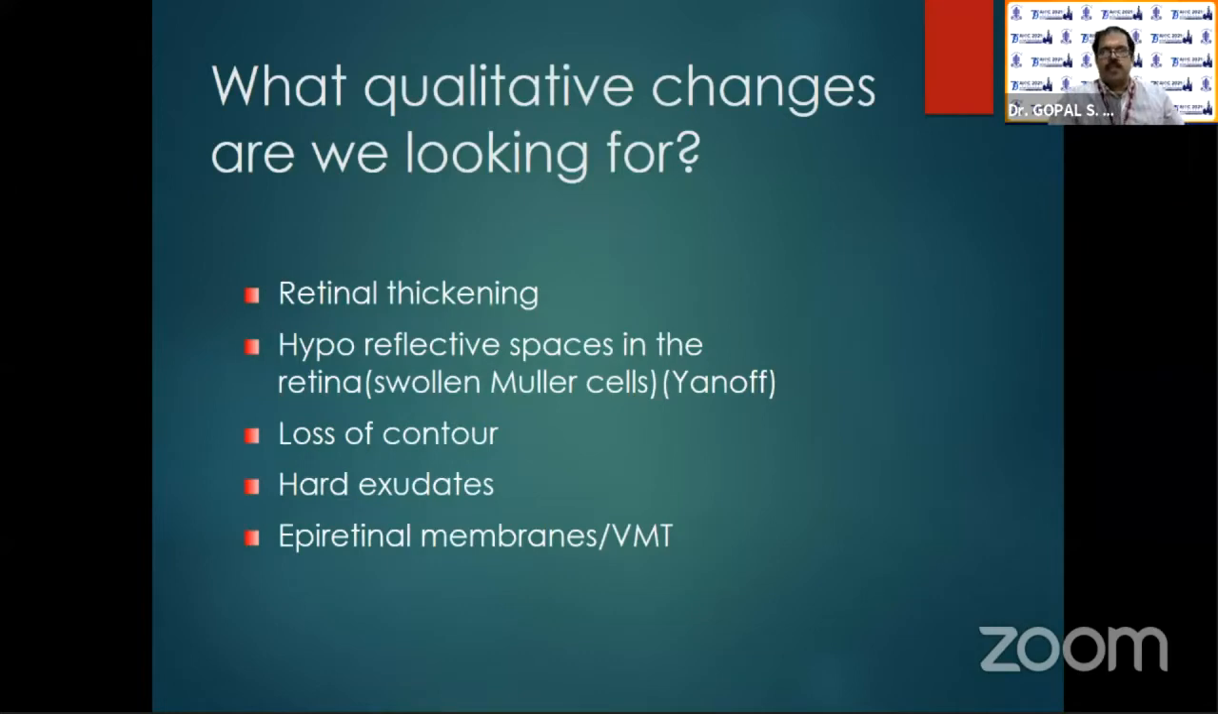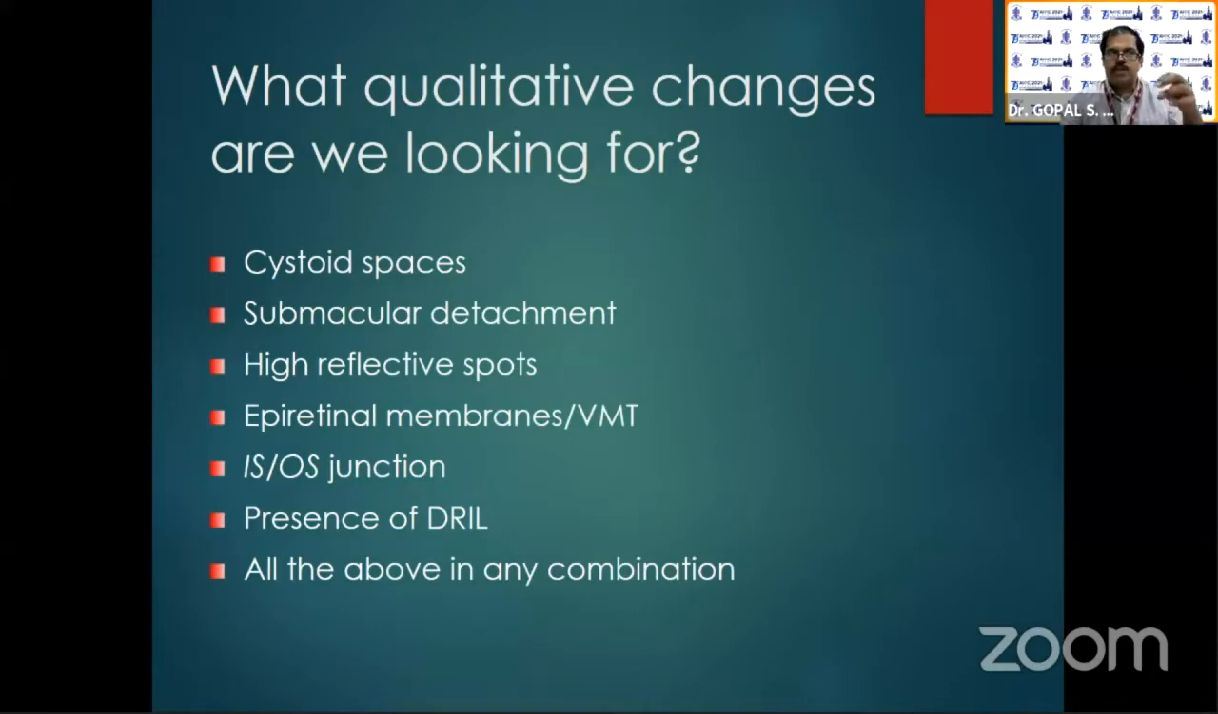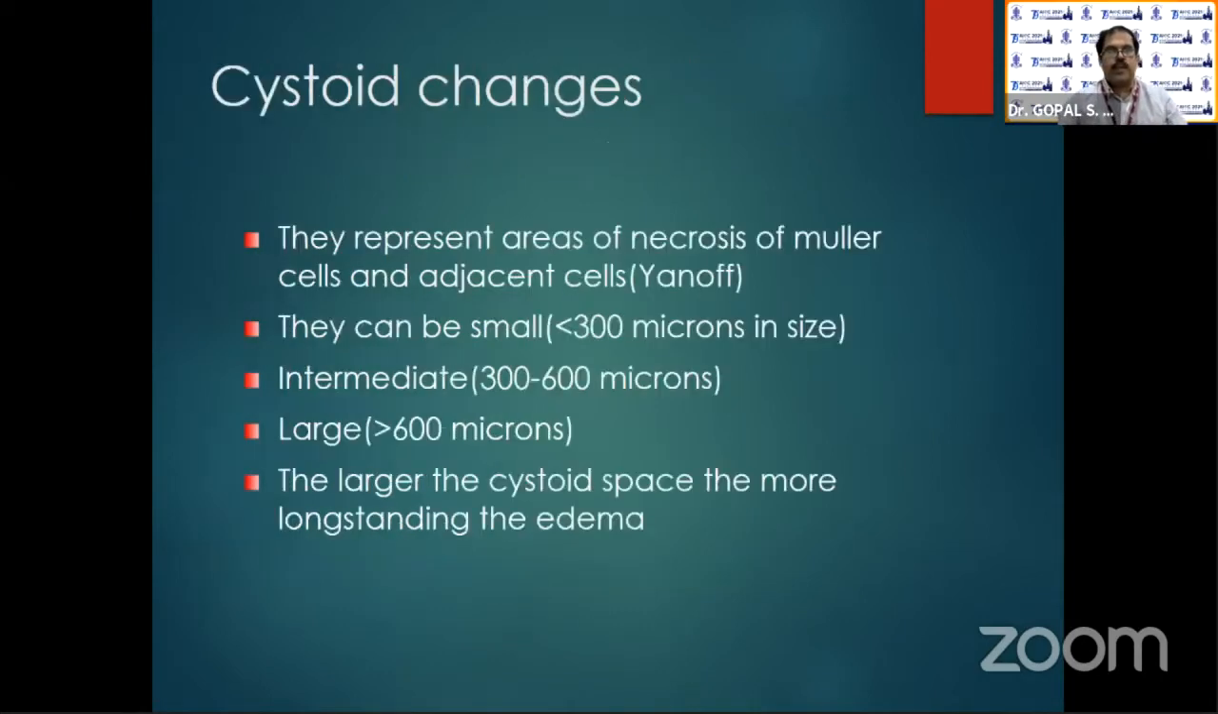So what qualitative changes are we actually looking for in these OCTs? One is thickening, obviously, and loss of the contour, and then hyporeflective spaces within the retina, which is the inner retina, the swollen Muller cells, etc. Then the hard exudates, the epiretinal membranes, the VMT, the cystoid spaces, the submacular detachment, the high reflective spots, ISOS junction is a very important thing in the outer retina, presence of drill in the inner retina, and a combination of all these factors. Usually when you look at an OCT, a combination of these factors may be there. So let us go to them one by one.